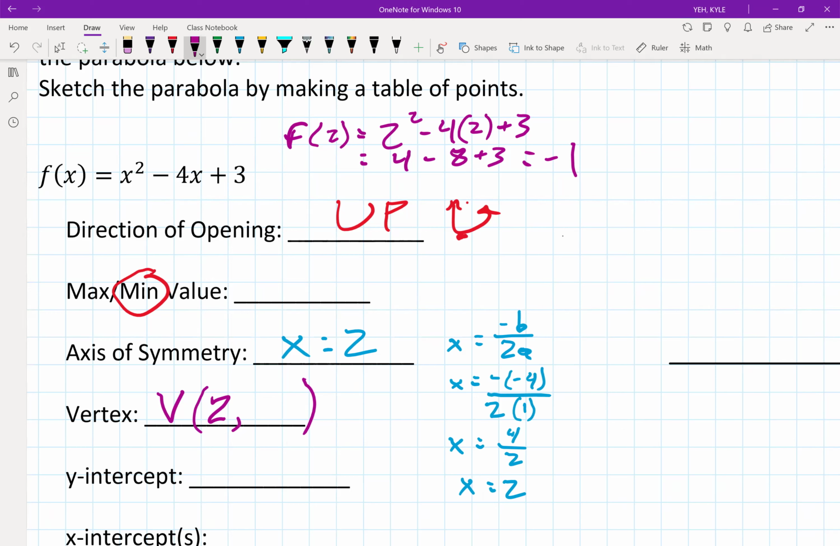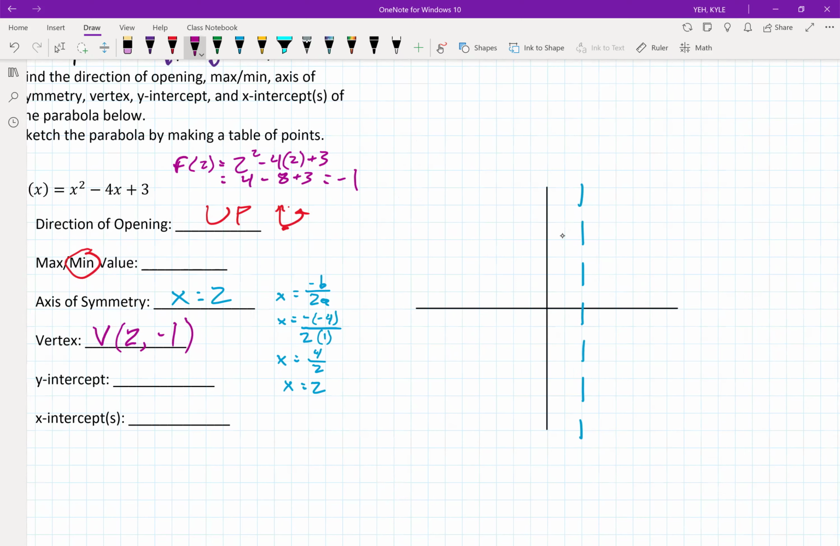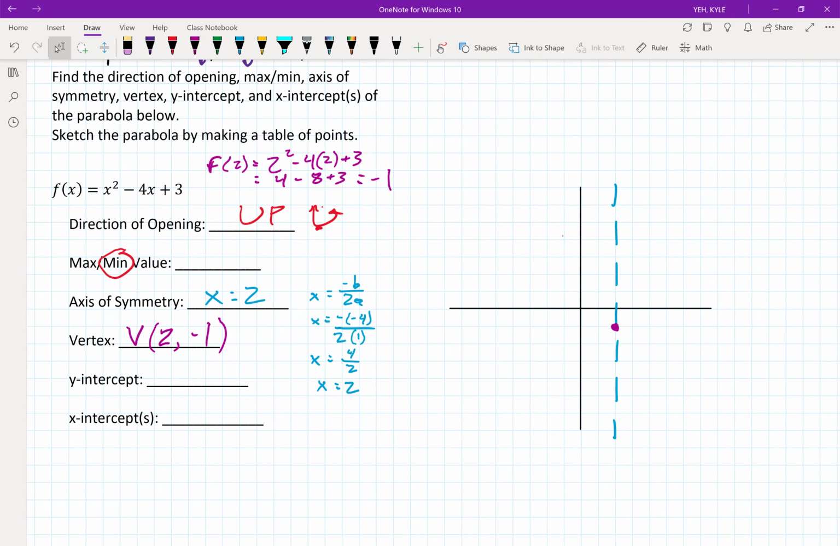So when we plugged in 2 into our function, 2 from the axis of symmetry, we got negative 1. That means my vertex is going to be at 2 comma negative 1. And I'm going to put that on my graph, 2 comma negative 1. Now, the other thing, and I didn't mention this before, but now we can, I know what my minimum value is.